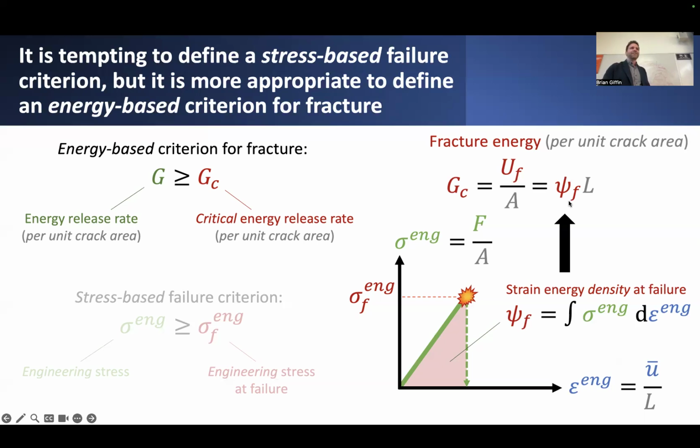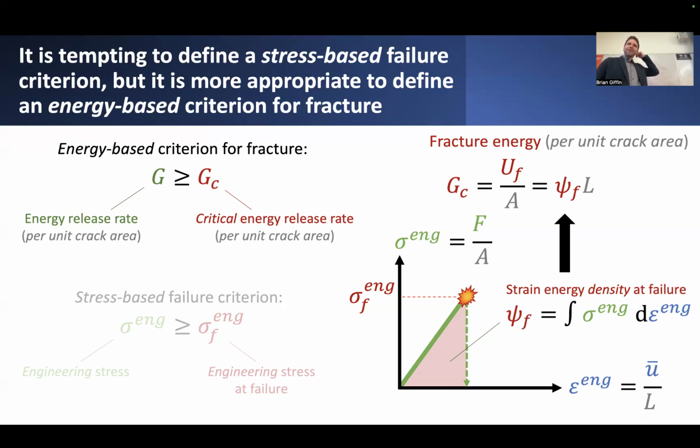If you were measuring it in terms of strain versus stress, however, you'd have to be careful of the units. So rather than taking total strain energy and dividing by the cross-sectional area, since this is per unit of volume, we actually have to multiply this value by the actual length of the specimen. So just be careful with the units there.